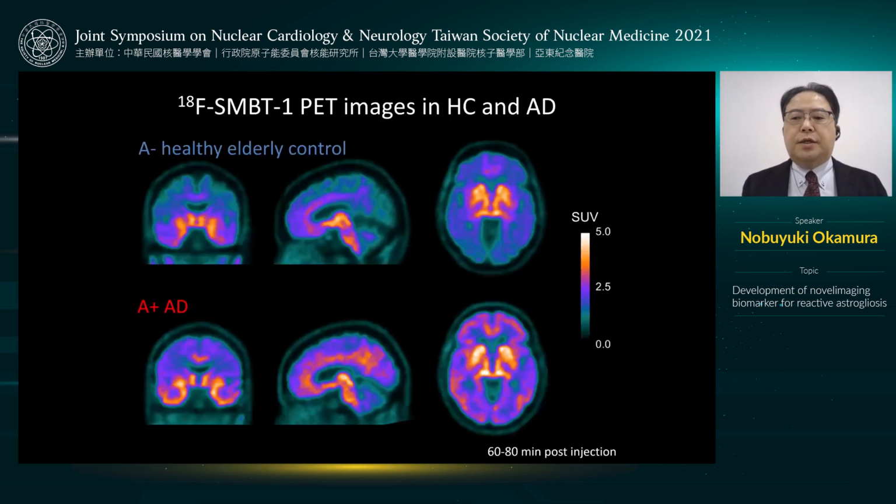Here we have the images of an amyloid negative control and an amyloid positive AD patient. You can see SMBT1 generates images with high contrast and can differentiate between control brain and AD brain. AD patients showed more cortical retention of the tracer. In control subjects, we can see SMBT1 binding in the brainstem and the basal ganglia that possibly reflects monoamine oxidase B in monoaminergic neurons and the normal astrocytes.